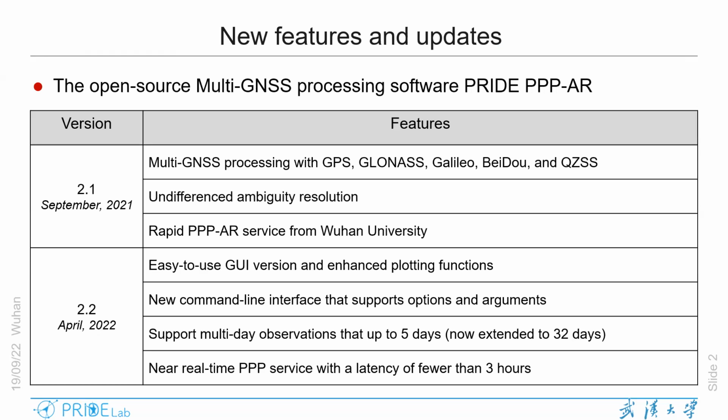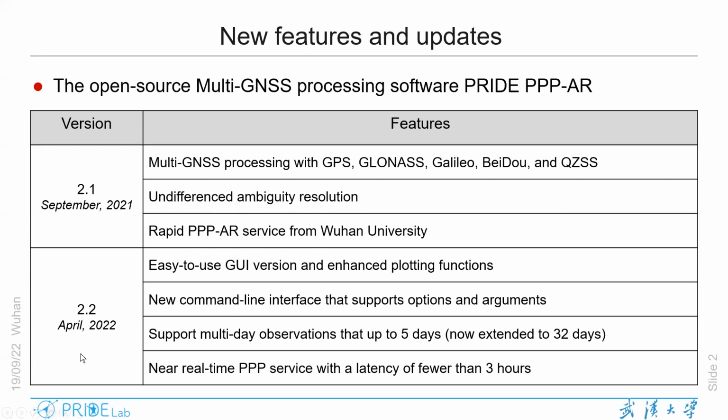This version supports the basic functions such as the multi-GNSS processing with GPS, GLONASS, Galileo, BeiDou, and QZSS, the undifferenced ambiguity resolution, and the rapid PPP-AR service from Wuhan University. These basic functions enable you to simply but effectively process your GNSS observations and achieve the PPP-AR.